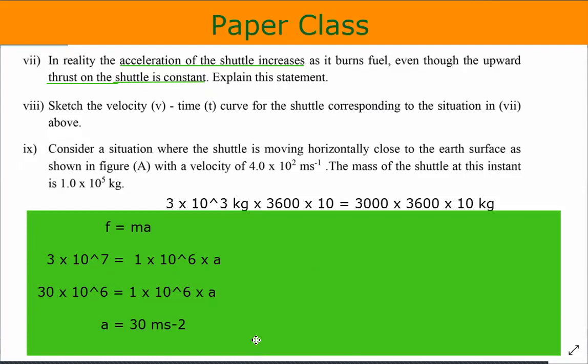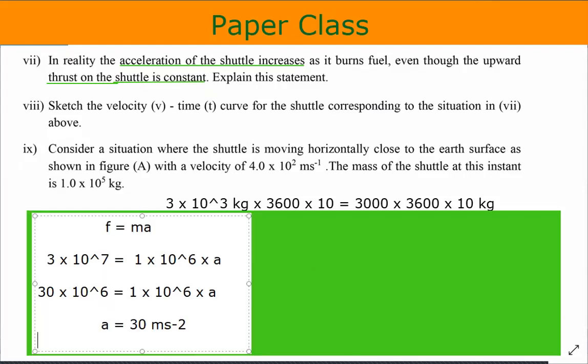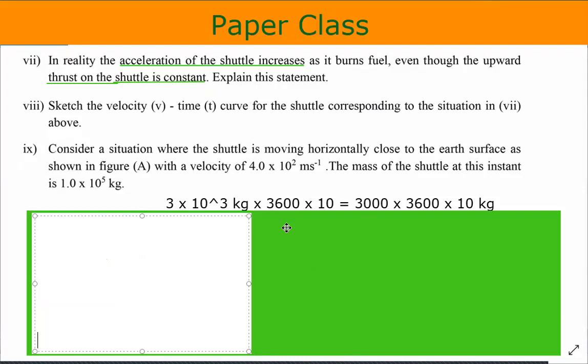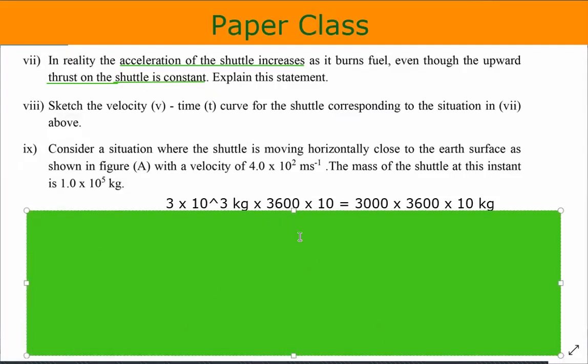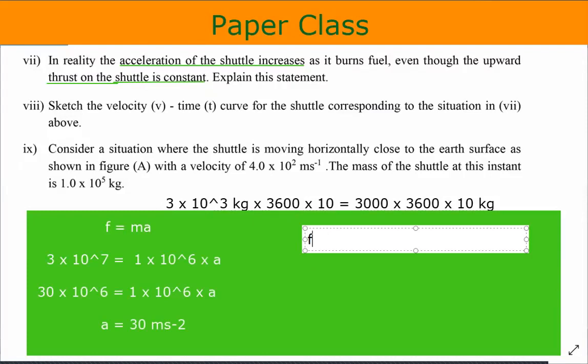And right now the mass is further reduced. The mass of the rocket is further reduced, right? Now again I'm going to apply the F equals ma equation. The force remains unchanged, it is 3 into 10 to the power 7, but the mass is now reduced, let's say to 0.25 into 10 to the power 6.